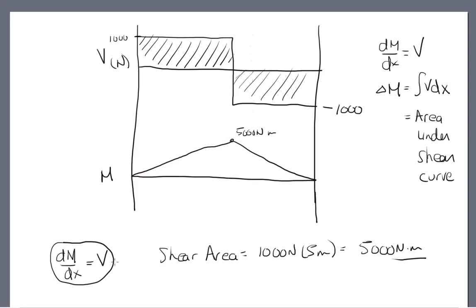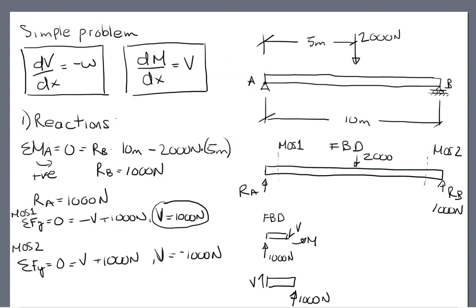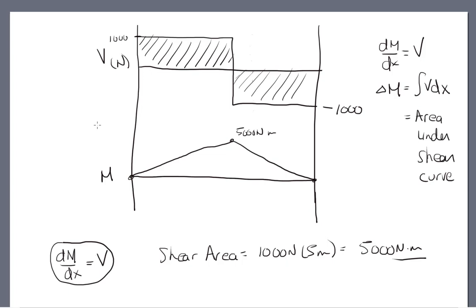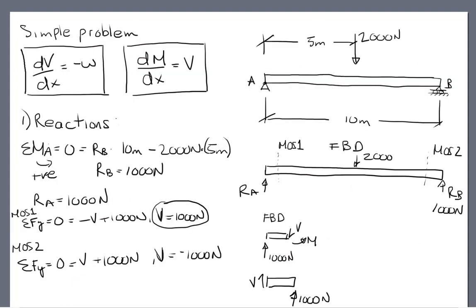Also, dM by dx equals V. Well, it's a negative 1,000 slope. So negative 1,000 slope over 5 meters gives you negative 5,000 Newton meters. So now you're back down to 0, which makes sense because, based on the pin and roller, you have a moment of 0 at the ends, right? Well, what do we have? We have a moment of 0. So this is basically how you would solve this very simple point load shear and bending moment diagram.